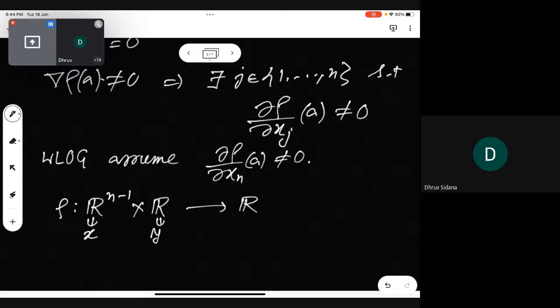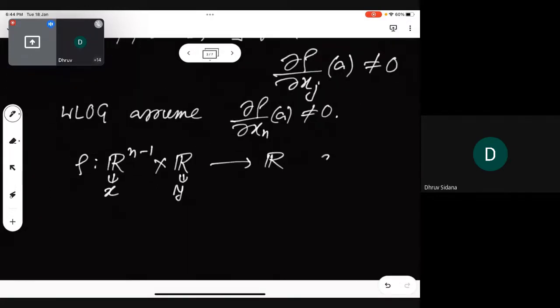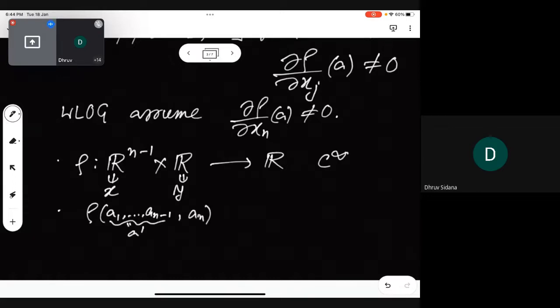We want to take this in the setting of the implicit function theorem and try to see whether this condition holds. So this is C infinity. Rho of a1, a2, ..., an minus 1, this is a prime, let's say. We can think of this a prime comma an as 0. So this a prime belongs to Rn minus 1, and this an belongs to R.